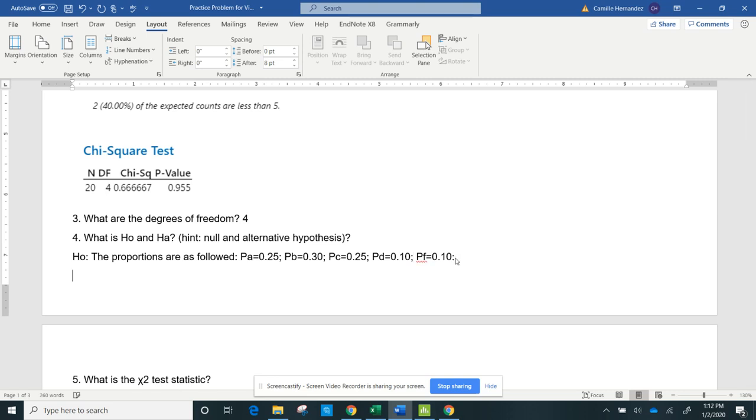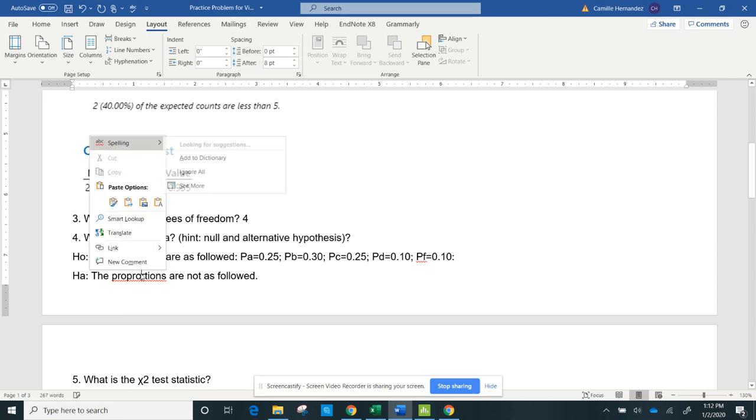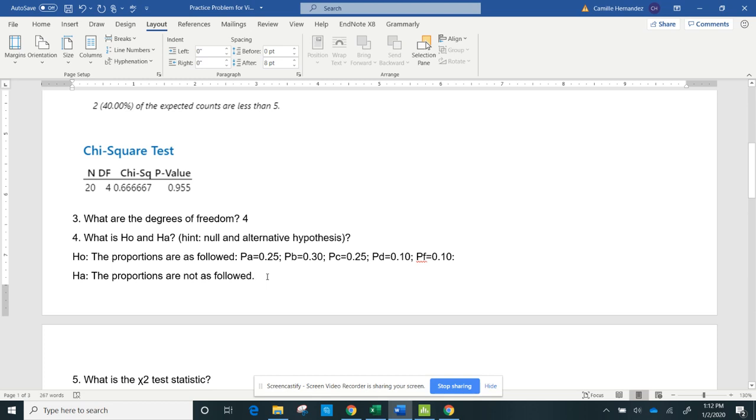Okay. So now the alternative is, this is really easy. The proportions, sorry about that today, are not as followed. Okay, so I'm going to correct my spelling here again. Sorry for that. Okay, so the proportions are not as followed. Or, here's a huge or, you could do at least one proportion is different from what was given. Okay. Basically, they're saying the same thing. You pick the one that makes sense to you.